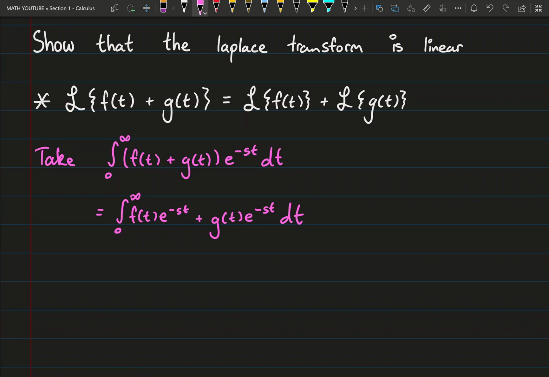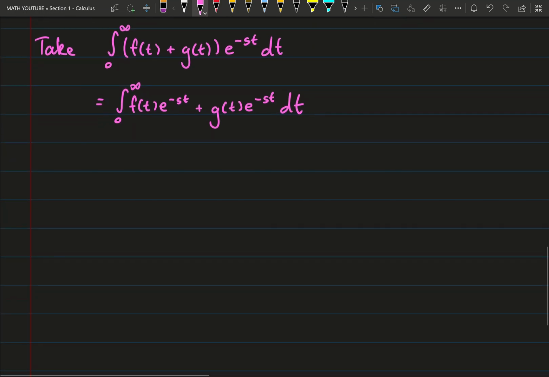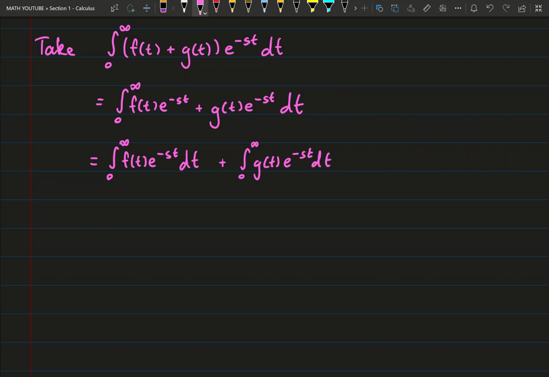And now we can apply the linearity of the integral, therefore giving the integral from 0 to infinity of f of t e to the minus st dt plus the integral from 0 to infinity of g of t e to the minus st dt. And that is equal to the Laplace transform of f of t plus the Laplace transform of g of t. So that is an introduction to Laplace transforms.